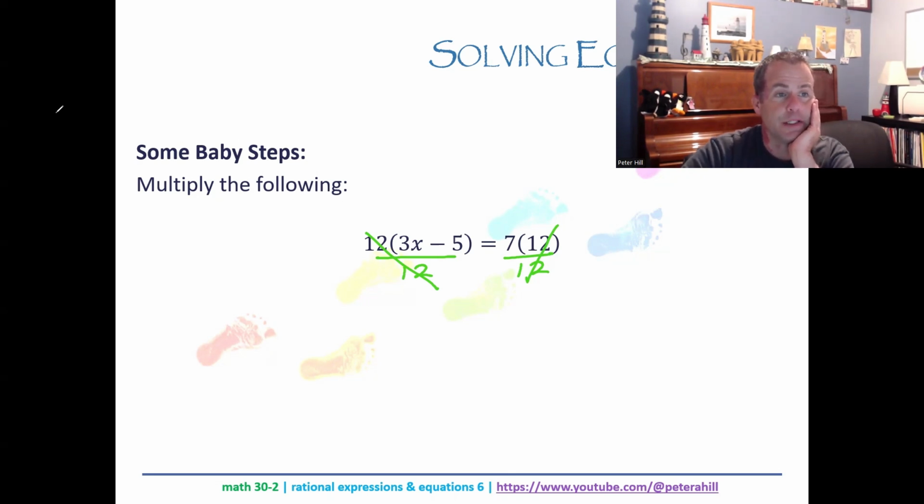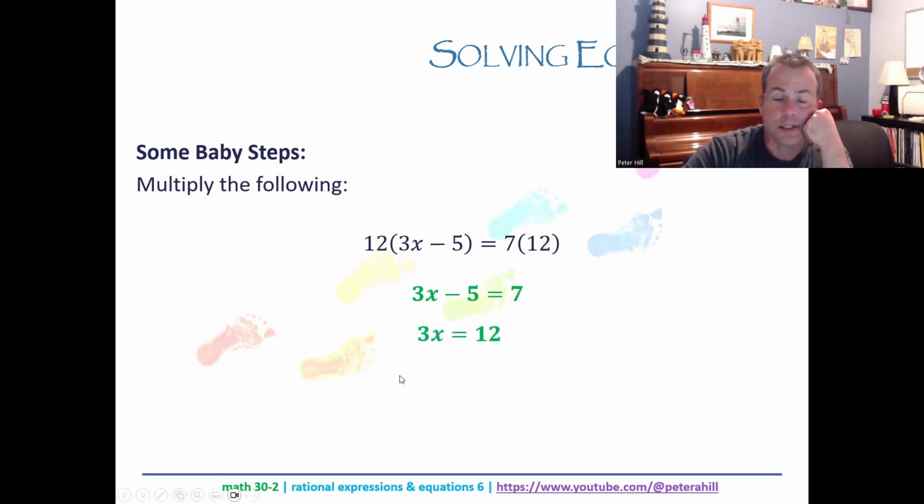That's going to give me 3x minus 5 equals 7. Then I just need to add 5 to both sides. So that'll be 3x equals 12. And then divide both sides by 3, and that'll give me x equals 4. Easy peasy lemon squeezy.